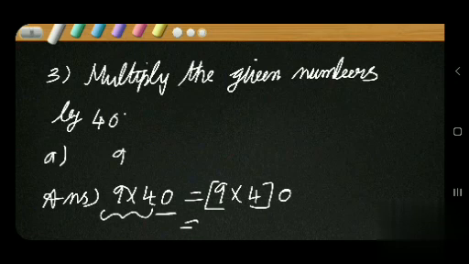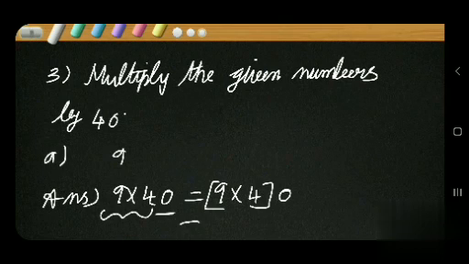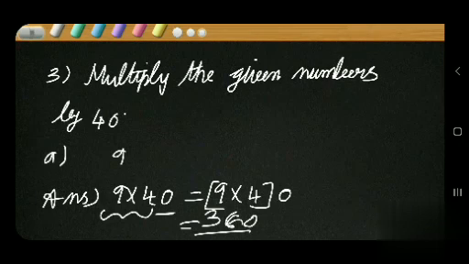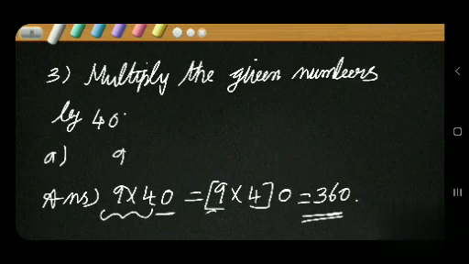So what is the answer? 9 into 4, 9 fours are 36. And with this 36, how many zeros? Only one zero. So what is our final answer? 360 is the final answer. Got it? Okay, you please write neatly. I have no space, that's why I write it here. 360 is the final answer.